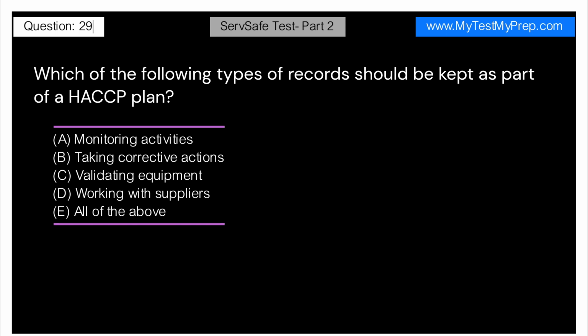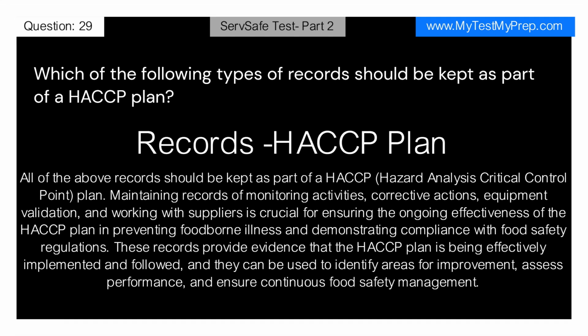Which of the following types of records should be kept as part of a HACCP plan? A. Monitoring activities. B. Taking corrective actions. C. Validating equipment. D. Working with suppliers. E. All of the above. Answer E. All of the above records should be kept as part of a HACCP, Hazard Analysis Critical Control Point, plan.